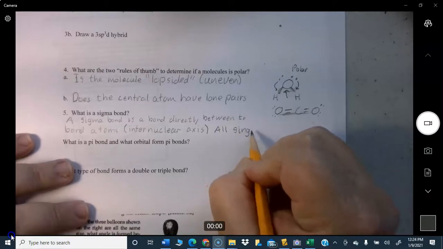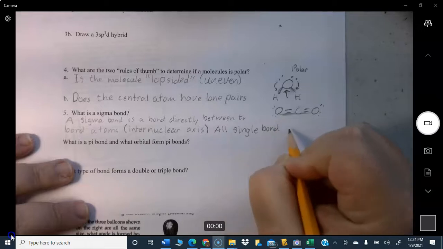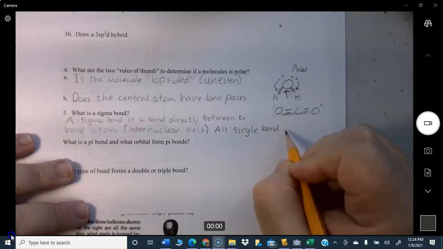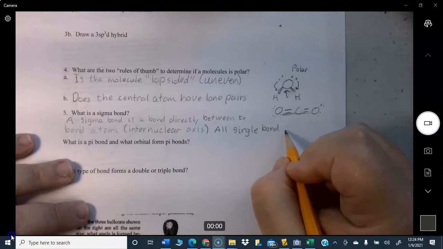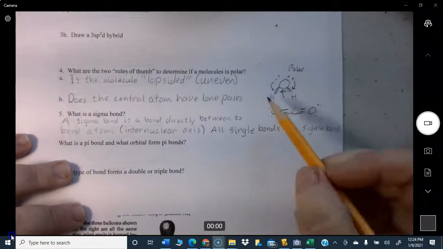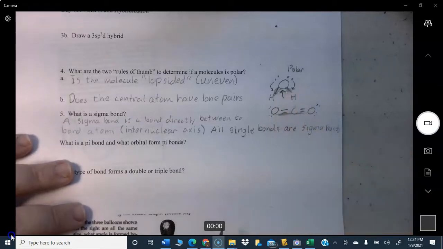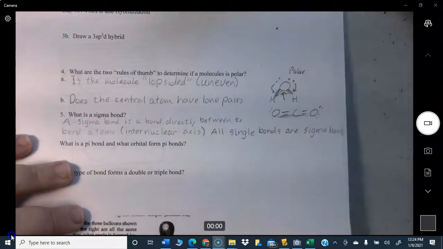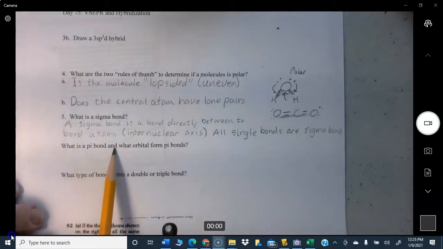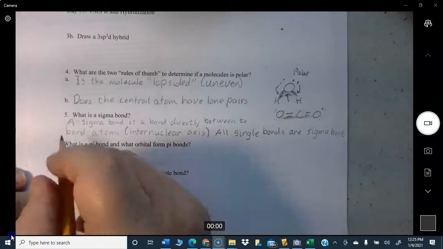So it almost sounds like a poem. They're directly between the two atoms that they're bonding. And you're saying, well, what's the alternative to that? Oh, and I'll show you in a second. Okay, all single bonds are sigma bonds. So these are sigma bonds because it's directly between the oxygen and the hydrogen. Now, what is not a sigma bond? Well, then the next question is, what is a pi bond and what orbitals form pi bonds?